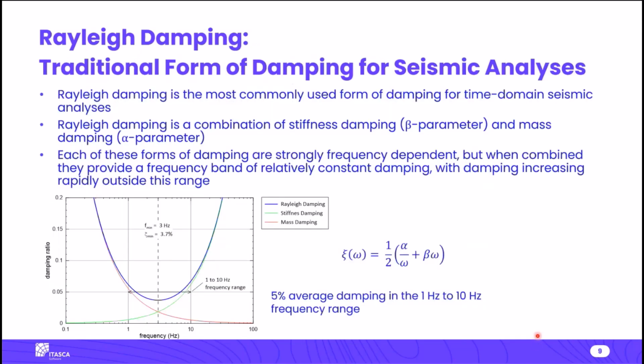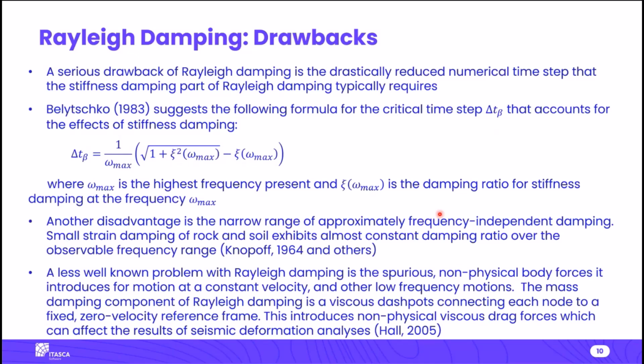First, we'll start by reviewing some of the problems with Rayleigh damping. These are well-known problems. Rayleigh damping is the most commonly used form of damping for time domain seismic analyses. It's a combination of stiffness damping and mass damping. Each of these forms of damping is strongly frequency dependent, but when combined, they provide a frequency band of relatively constant damping, with damping increasing very rapidly out of that range. And as mentioned, the really serious drawback of Rayleigh damping is the drastically reduced numerical time step that the stiffness damping part typically requires.